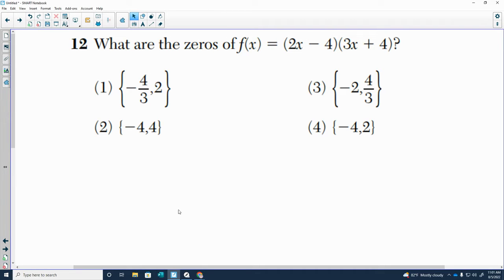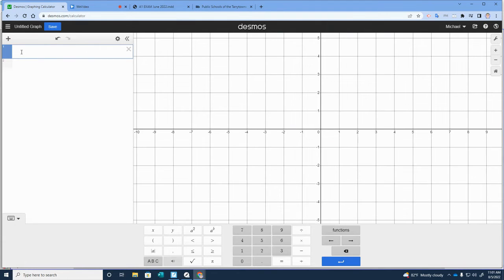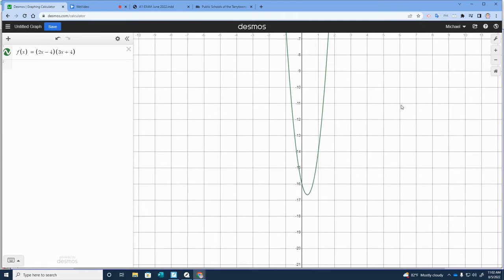So one of the first things that I'm going to do when I see a function that's given to me, I'm just going to go to my calculator, and I'm going to enter it in the upper left window where it says number 1. I'm going to click in, and I'm going to put f of x exactly as it's given there: parentheses, 2x minus 4, close my parentheses, open my parentheses, times 3x plus 4. As you can see, this function created a parabola, right? You can see it all the way down there.